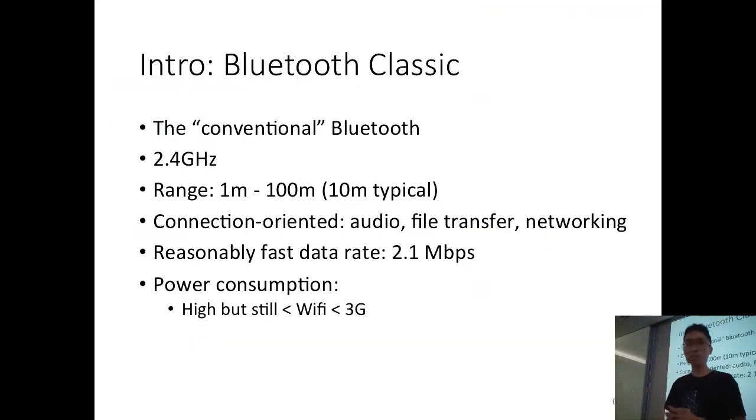First we begin with Bluetooth Classic. This is the conventional Bluetooth which most of you should be familiar with. 2.4 GHz, range about 10 meters, 2.1 megabits per second. But some people are not happy with this because Bluetooth, although its energy consumption is less than Wi-Fi and 3G, is still considered high for some people. That's why BLE came into the picture.